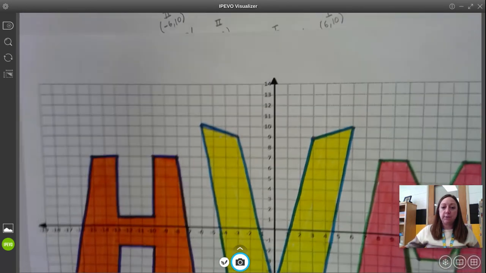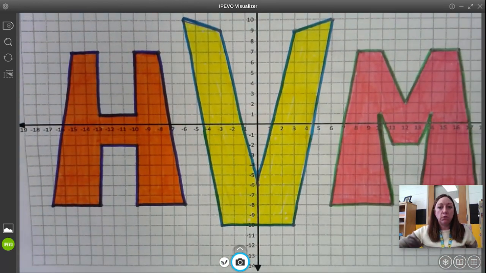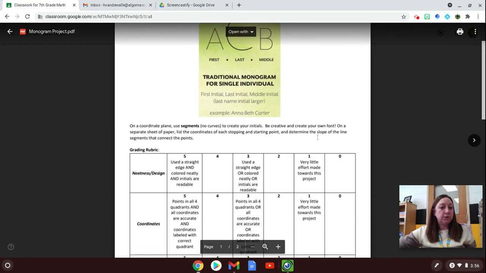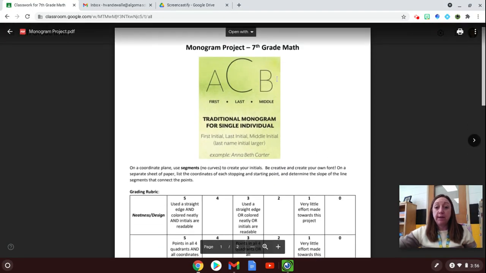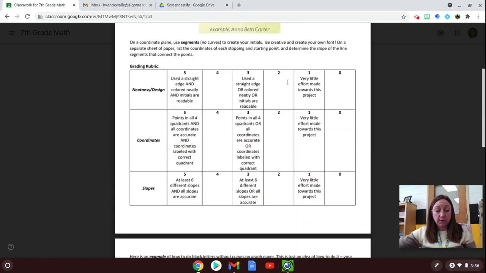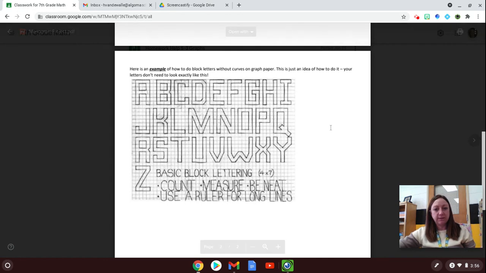Now, since we're talking about slopes, you're going to notice that my letters have absolutely no curves to them. I don't want you to use curves. How do you do that if you have a letter like B in your name or something? So if you can't figure out how to draw block letters using your name or your initials, down here is like a sample of what you could possibly do. It's not what you have to do. It's just an example of something you could do.